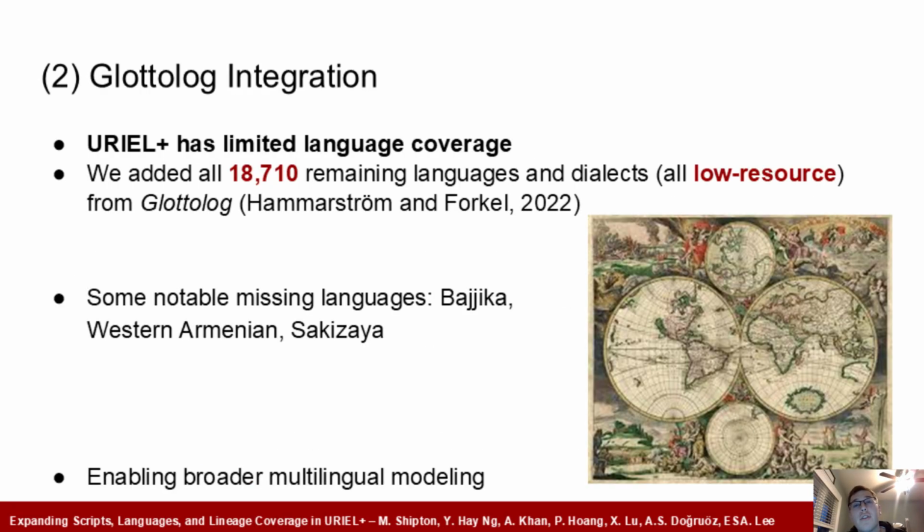The second contribution is expanding language coverage using Glottolog, a database of the world's languages. URIEL+ originally includes only a subset of the world's languages. We add over 18,000 additional languages and dialects, the overwhelming majority of which are low resource. This significantly broadens the scope of URIEL+, enabling it to support a much wider range of languages. Some examples of previously missing languages that are now present in our version of URIEL+ include Bajika, one of the 100 most spoken languages in the world, Western Armenian, and Sakizaya.